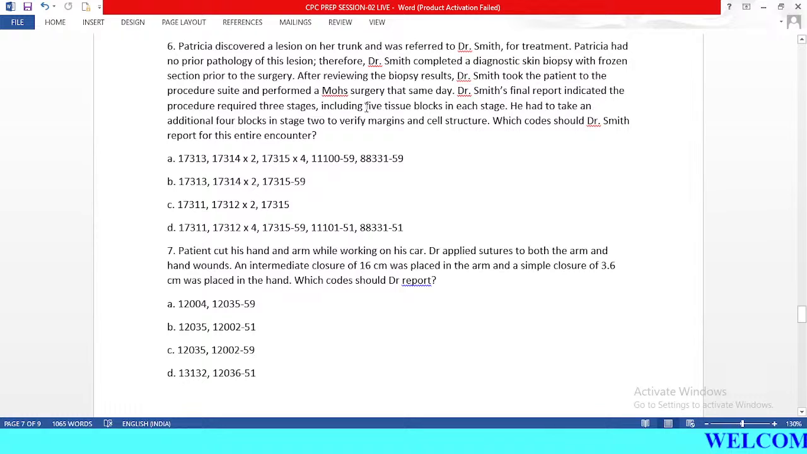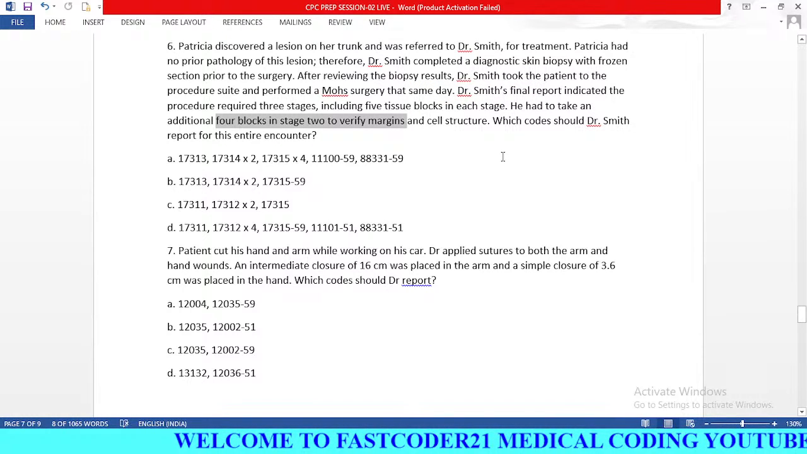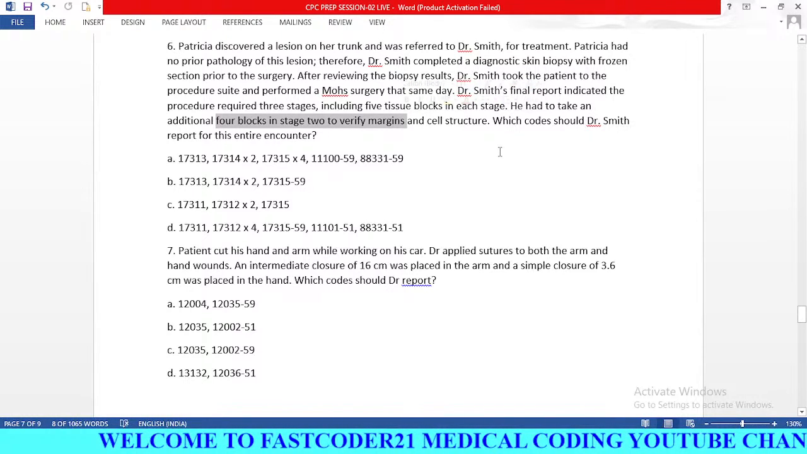Dr. Smith's final report indicated the procedure required 3 stages, including 5 blocks in each stage. He had to take an additional 4 blocks in 2 stages to verify margins and cell structure. Which code should Dr. Smith report for this entire encounter?